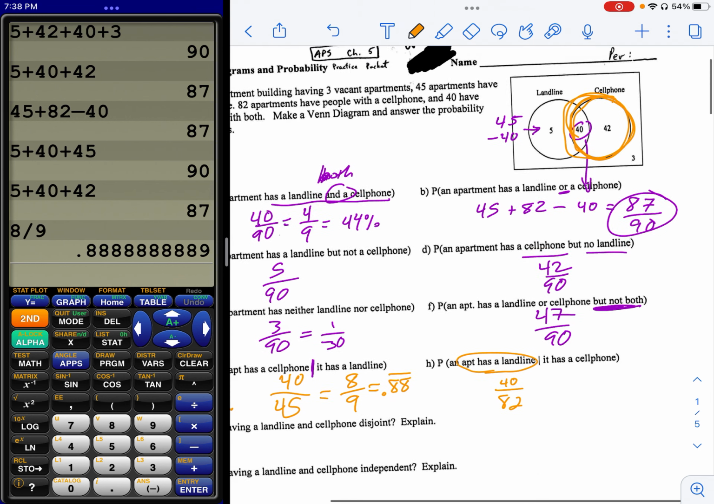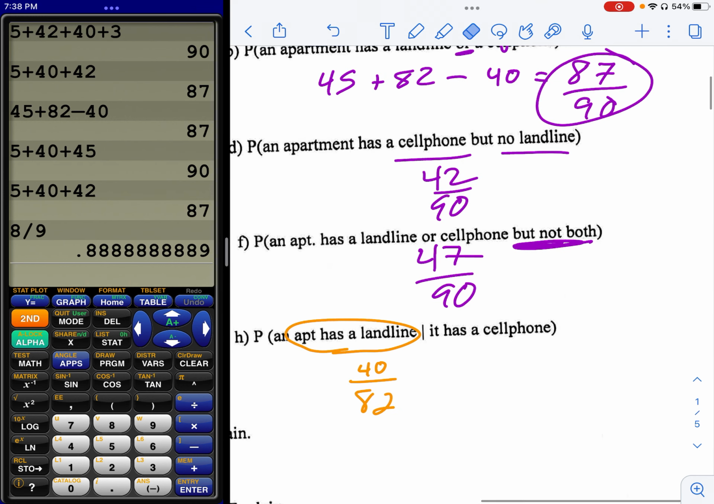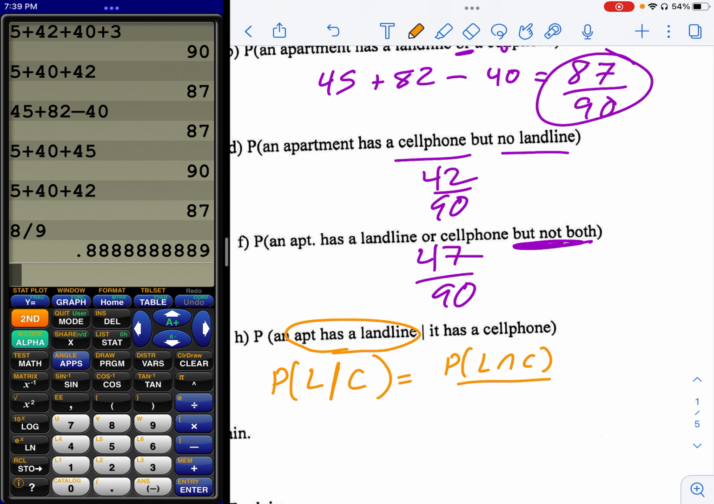So that could reduce if you wanted. Okay, this one, let me go further, do it the other way. Remember the formula. Let me use some abbreviations. The probability an apartment has a landline given a cell phone. The formula says that it is equal to the probability of a landline and a cell phone divided by the probability of the condition.